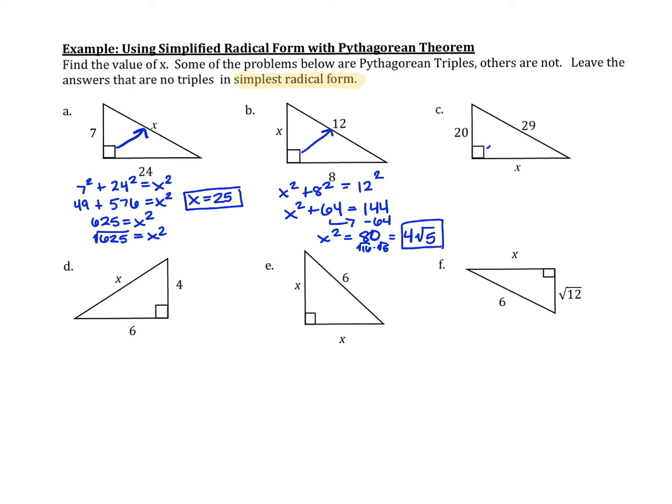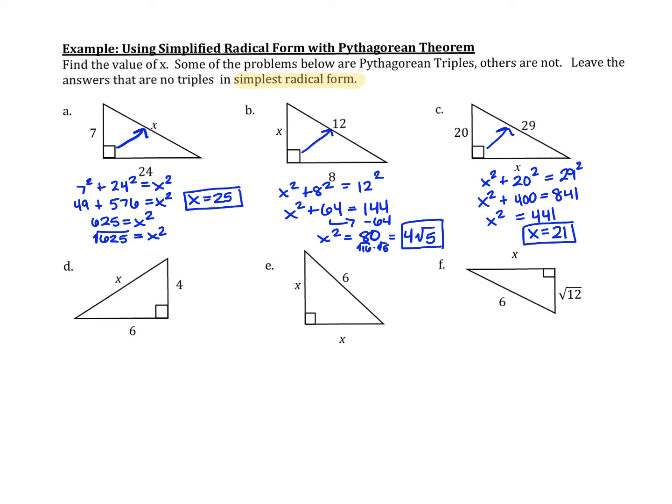Okay, so hypotenuse is 29. So we have x squared plus 20 squared is equal to 29 squared. So x squared plus 400 is equal to 841. You're going to subtract the 400, so you have x squared is equal to 441. And then when you take the square root of 441, you should get x equals 21.